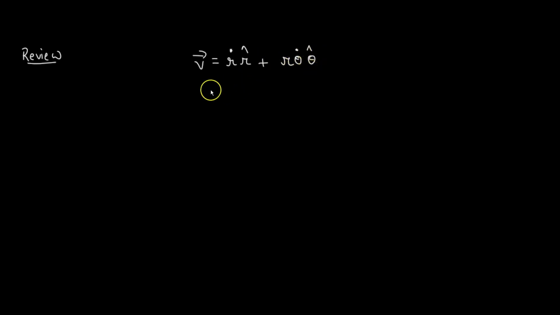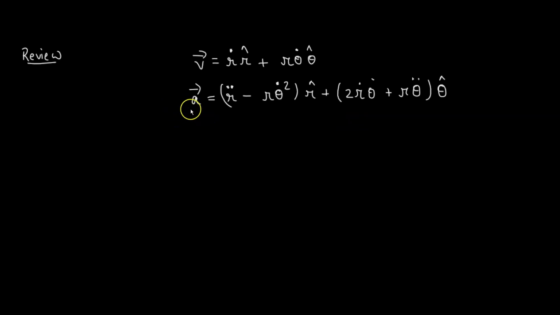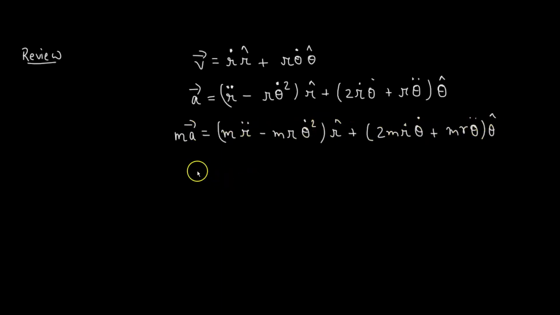Then we take this expression and differentiate both sides with respect to time t. So that means we have the rate of change of velocity, which will give us the acceleration. So acceleration was, now if we multiply both sides by the mass m, what we get is the expression for the force.